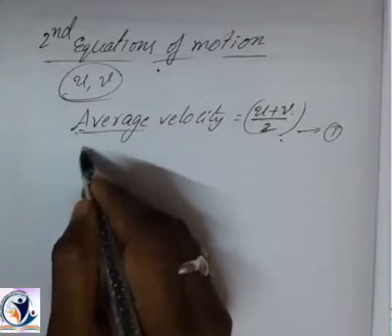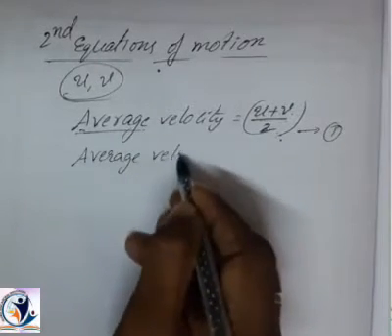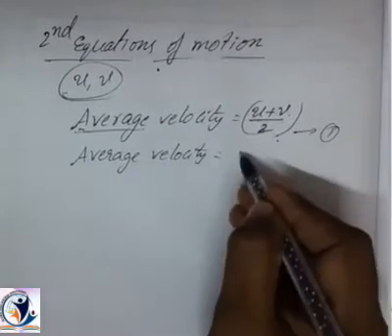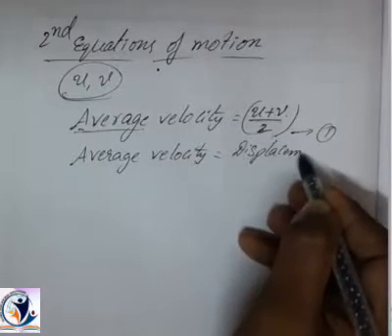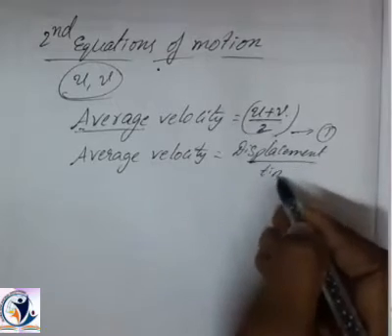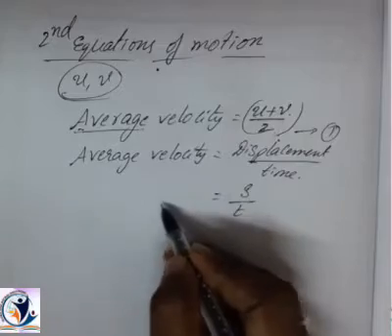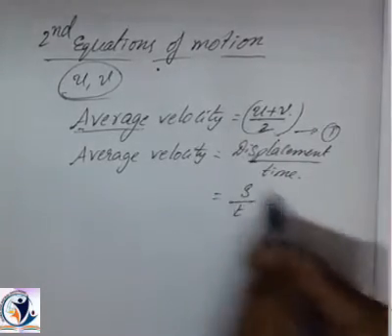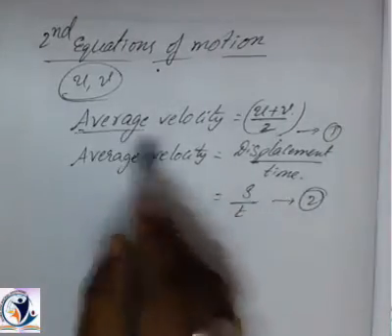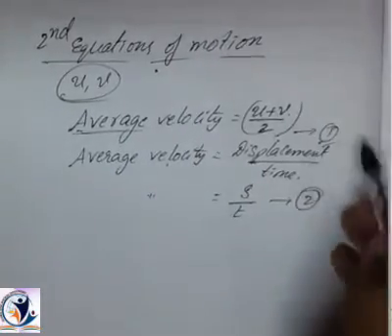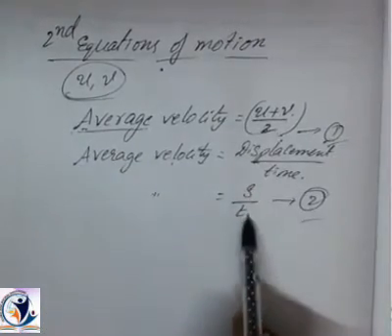Now I am writing this average velocity again in terms of another one. See here, average velocity is equal to displacement by time taken, children. Displacement by time, in the sense S by t. Got it now? So average velocity is S by t. This is my second equation. For the average velocity itself, I have two values, equation 1 and equation 2.